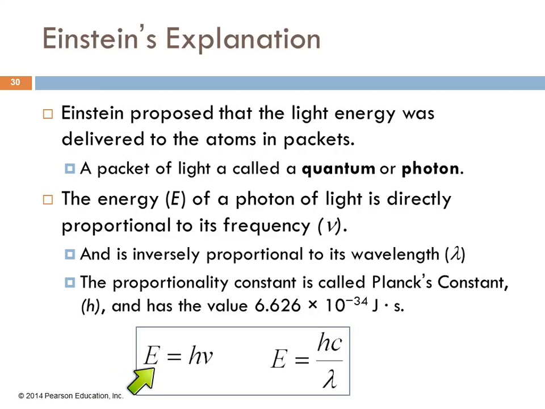So here we have the E. E for energy is proportional to the frequency. High frequency, high energy. And there's a constant involved here, and it's called Planck's constant, and it has the value 6.626 times 10 to the minus 34 joules times seconds. You do not have to memorize that constant. But if you're going to use this equation, you need to know what h is. It's not the height of something, it's Planck's constant.